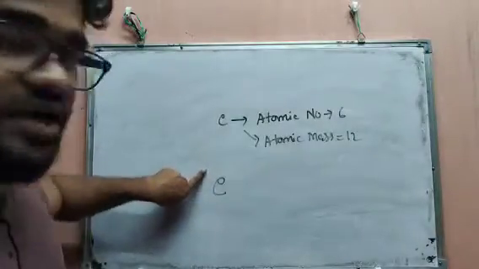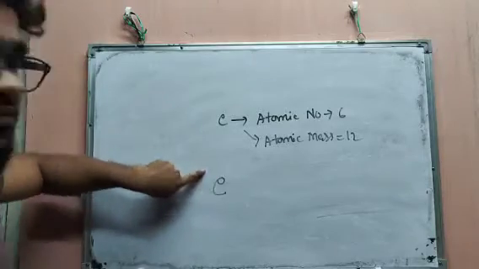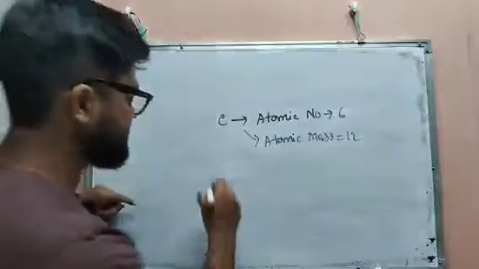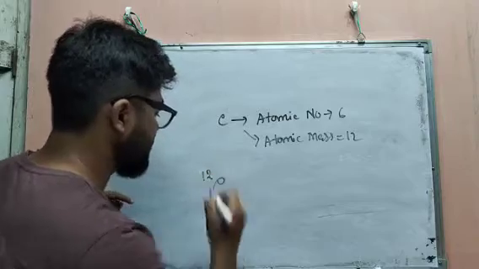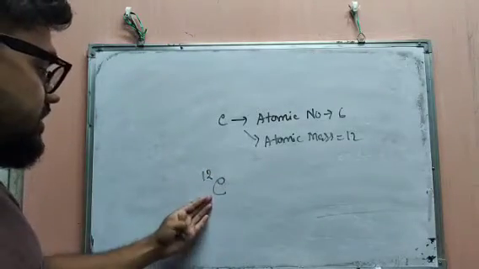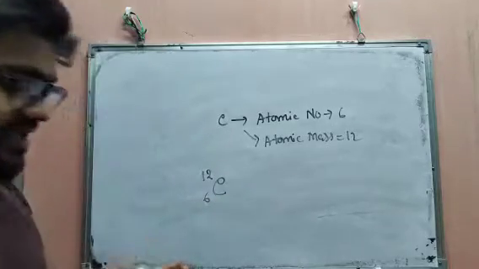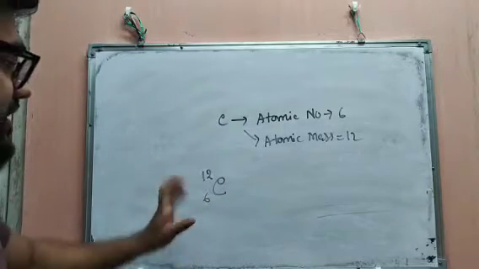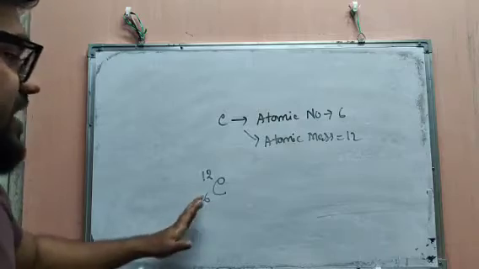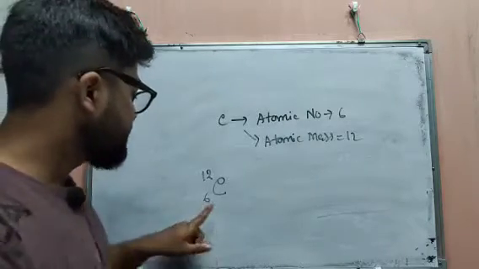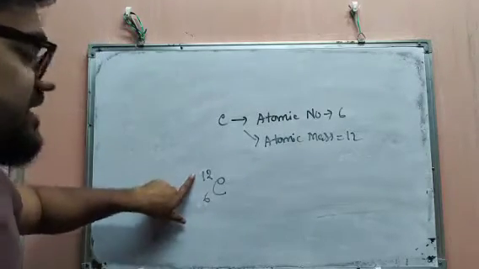Then in the upper left, you have to write the atomic mass, that is 12. And in the bottom left, you have to write the atomic number. That means if we are given a compound like that and asked what the atomic number and atomic mass are, then you can clearly say the atomic number is 6 and the atomic mass is 12.